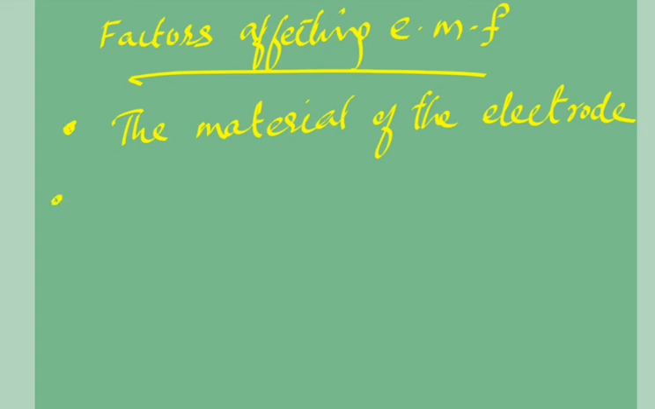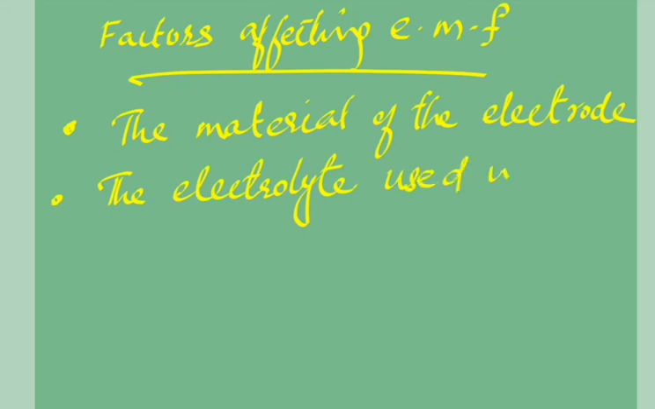The second factor, of course, will be the electrolyte which we are using. Different cells will be using different types of electrolyte and different types of electrodes. So these two factors are the factors that affect the value of EMF. The material of the electrode which we use and the electrolyte which we are using for making that particular cell, these two factors will affect the EMF of the cell.